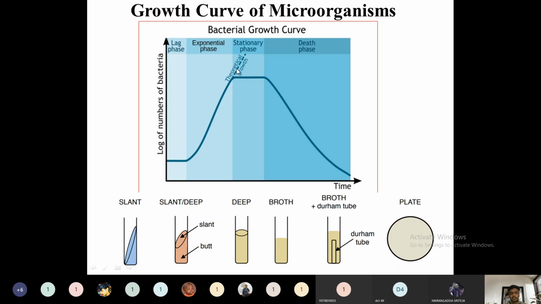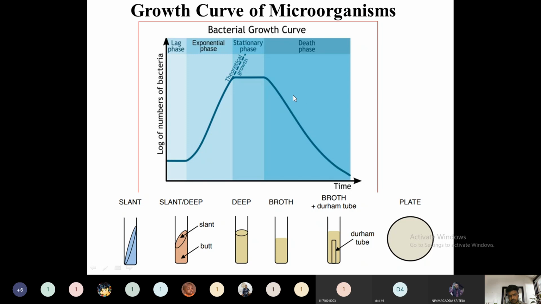The death phase is characterized by an exponential decrease in the number of viable cells. This is exponential growth, and this is the exponential decrease in the number of viable cells. So this is the exponential increase in the number of viable cells, and this is the exponential decrease in the number of viable cells. So this phase is called a death phase. A cell is considered to have died when a population of cells from the stationary phase or the death phase is used to inoculate fresh growth medium.